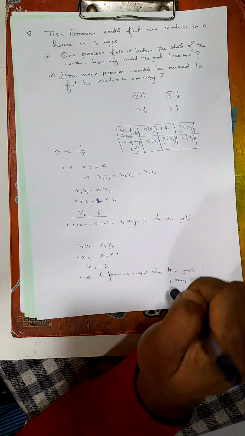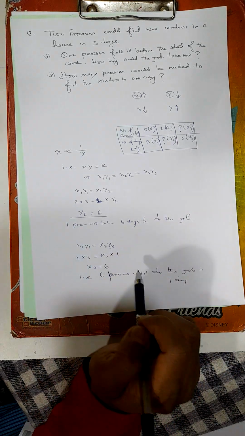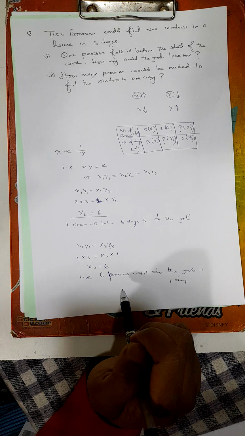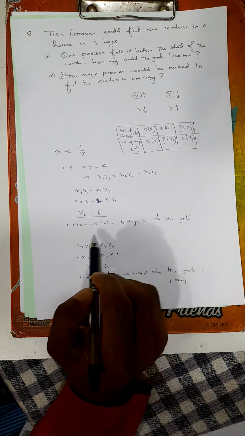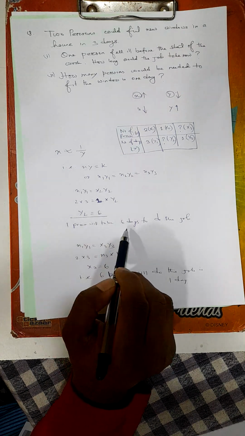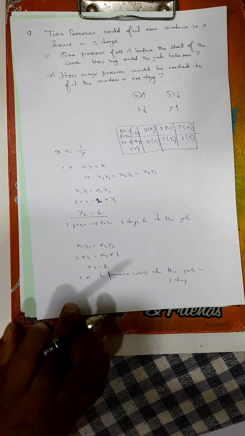More person, less days. Less person, more days. So more persons will need only 1 day, whereas less person will need more days. So it's a question of inverse proportion, right?